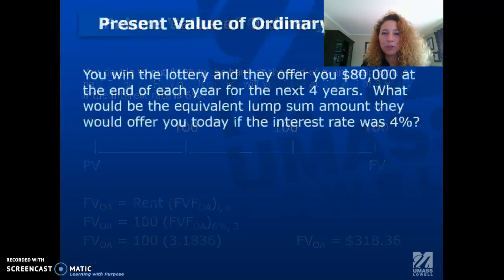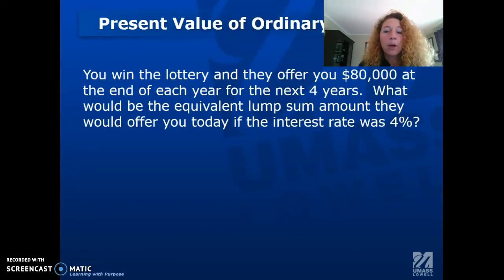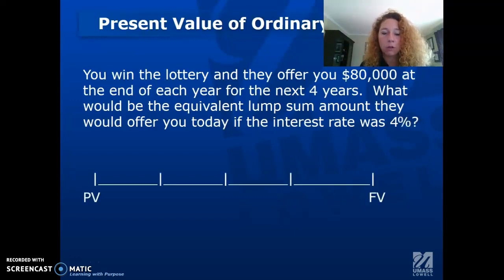Okay, let's try a present value. And this is a happy example, right? We win the lottery and they offer us $80,000 at the end of each year for the next 4 years. What would be the equivalent lump sum amount that they would offer me today if the interest rate was 4%? So I want to know what is equal to this annuity, right? So this $80,000.